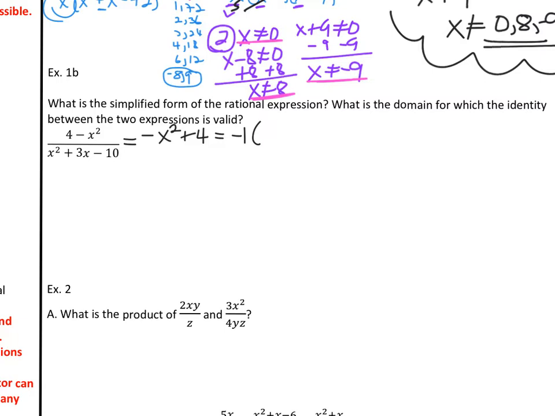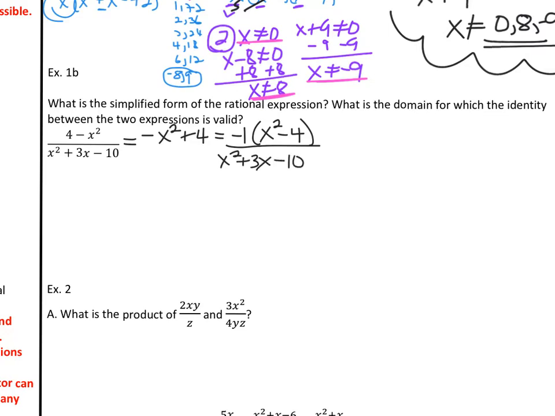If we take the negative out of negative x squared, that becomes positive, and that will make x squared easier to work with for factoring. Then the plus 4 changes to minus 4. In the denominator, the x squared plus 3x minus 10, we're going to leave that as is. X squared plus 3x minus 10.